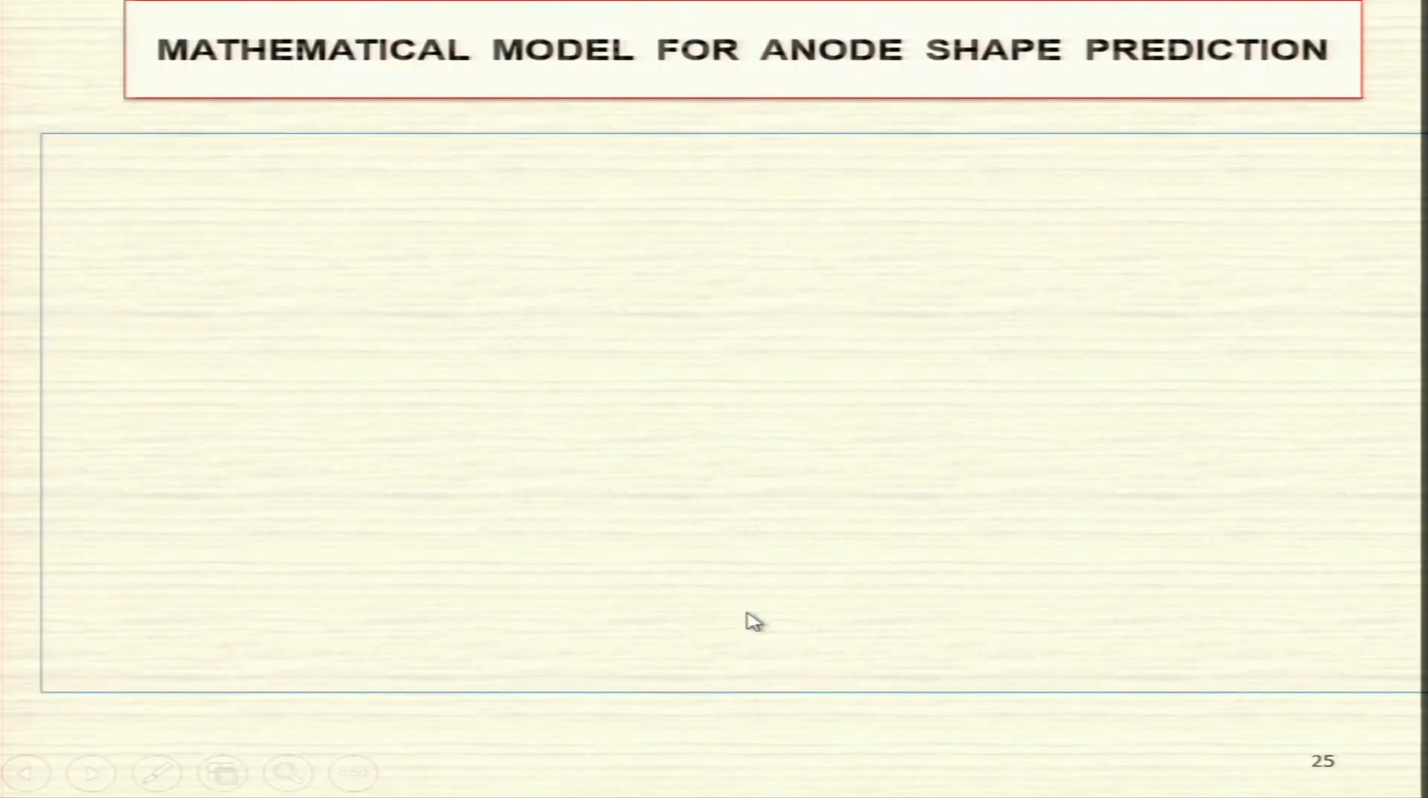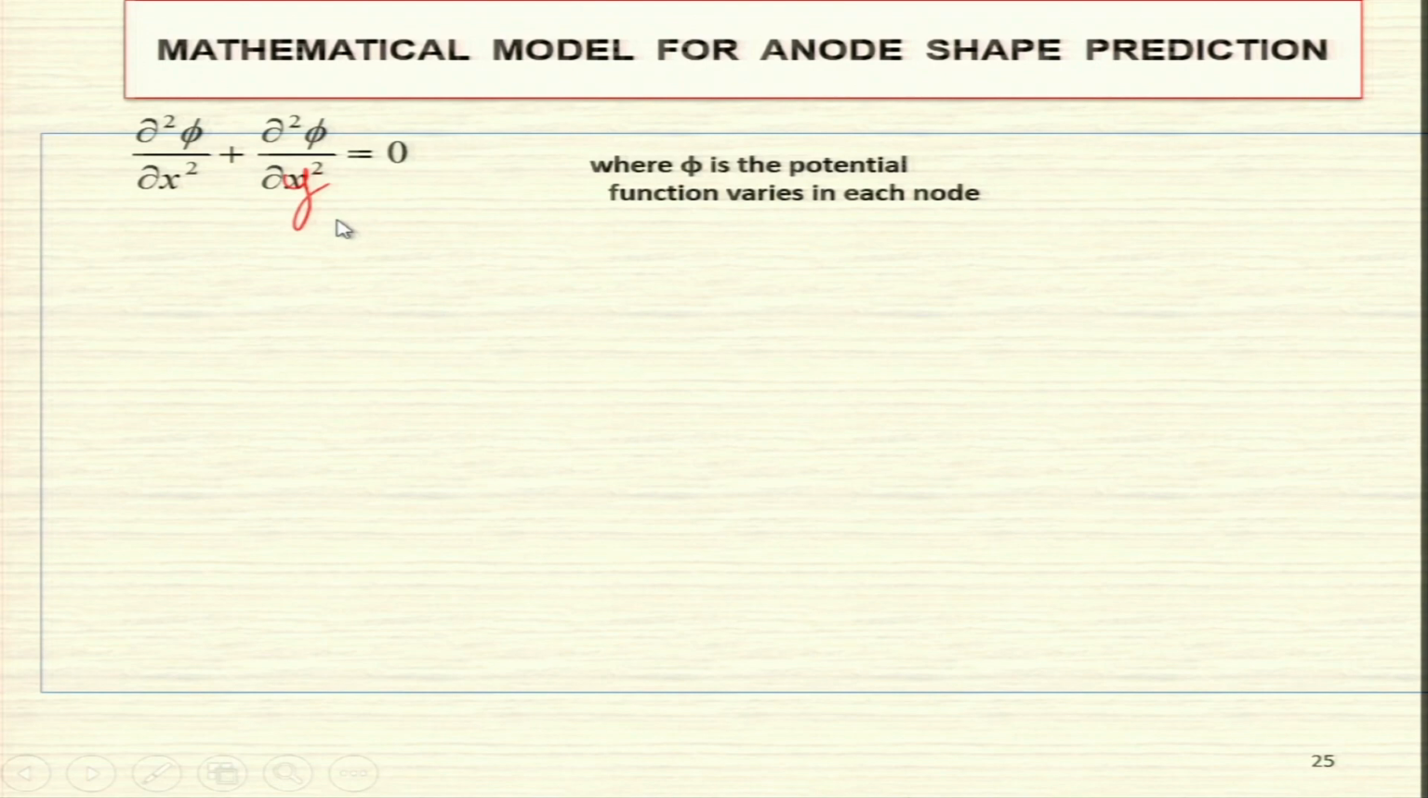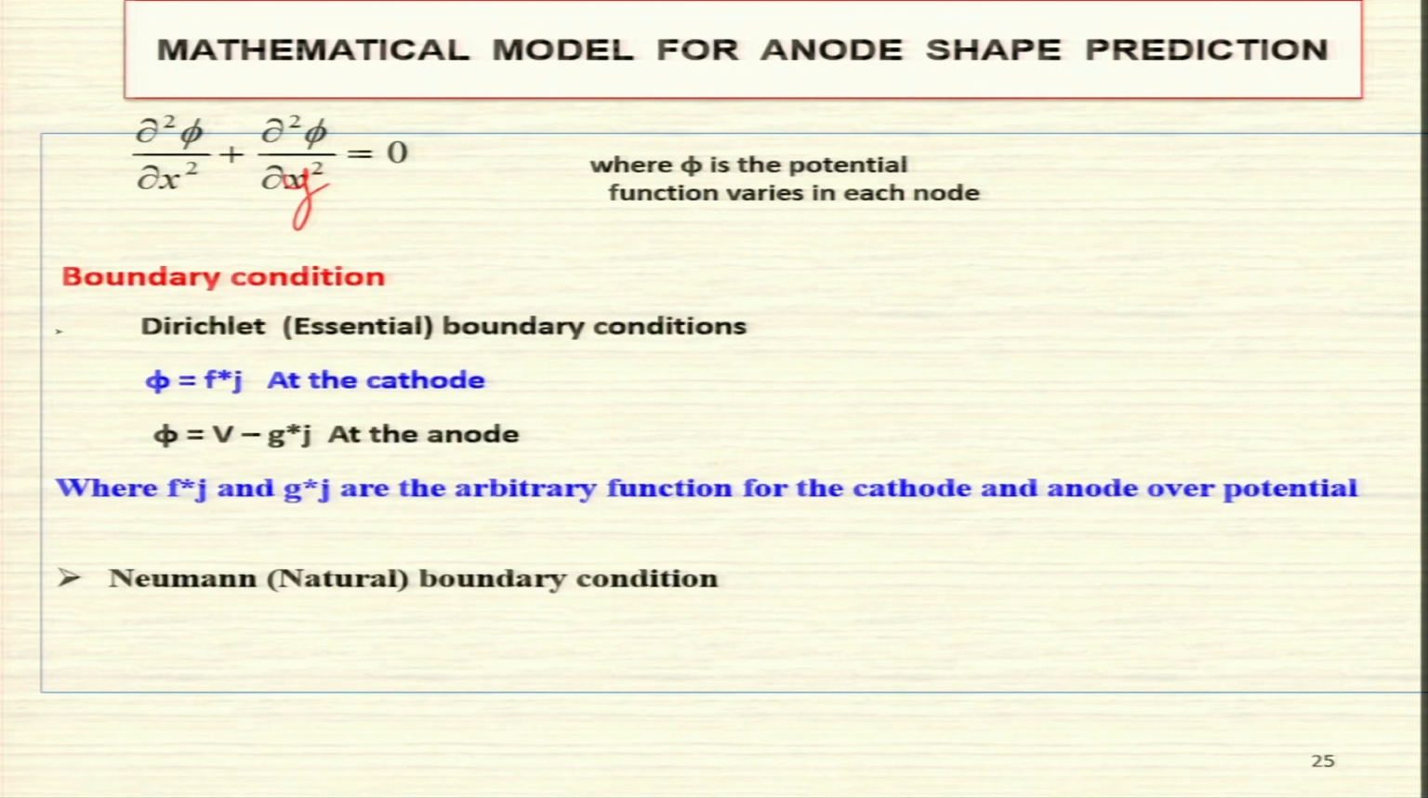Mathematical model for anode shape prediction, we have seen it while discussing in part 1: del 2 phi over del x2 plus del 2 phi over del y2 is equal to 0, where phi is the potential function that varies at each node.